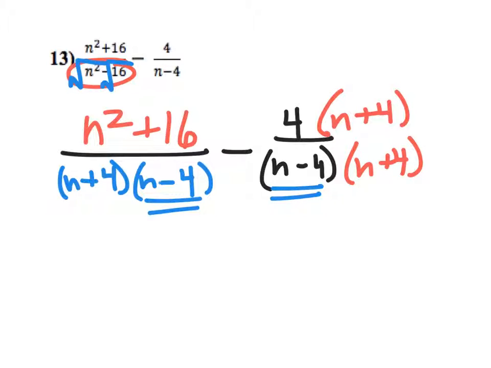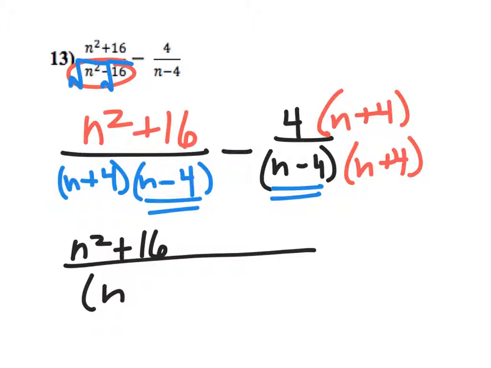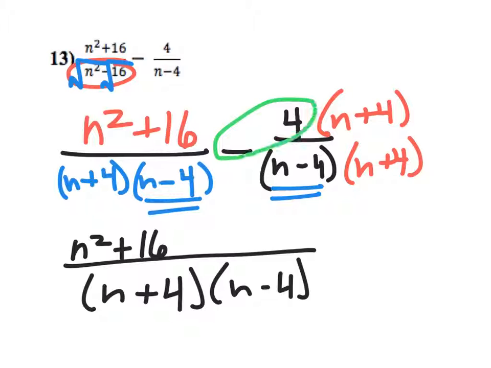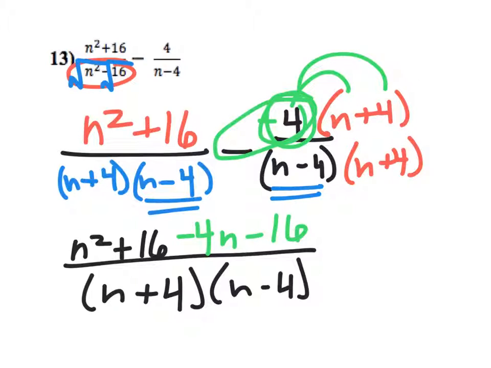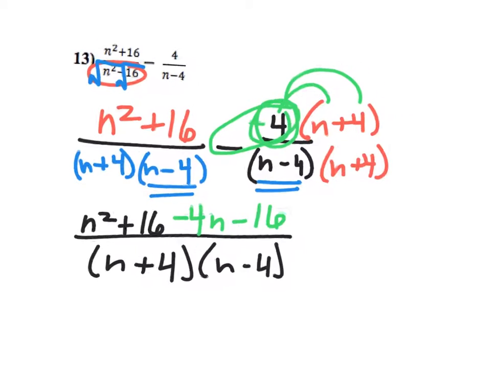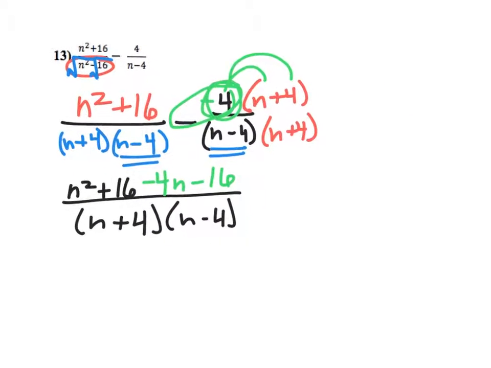When we do that, we're going to rewrite just our first fraction. So we have n squared plus 16 all divided by n plus 4 times n minus 4. Now notice we have this 4 on top and we have the minus. I'm going to group those together so we have a negative 4, and we're going to distribute it. Negative 4 times n is negative 4n, and negative 4 times 4 is negative 16. From there, we need to simplify the top and see if anything can cancel out.